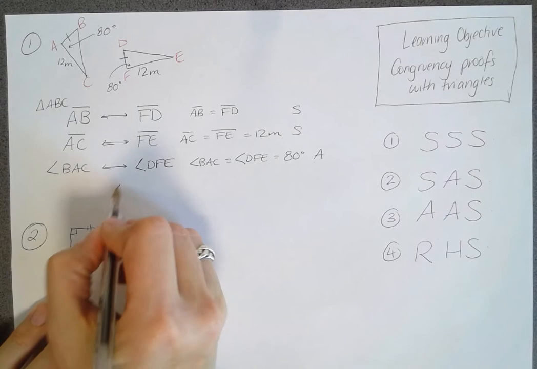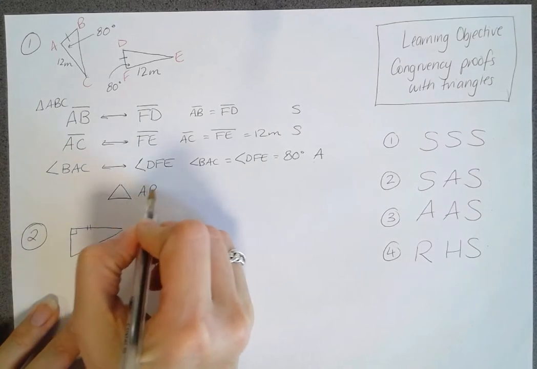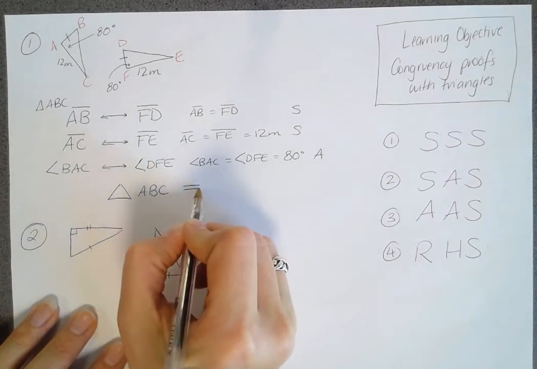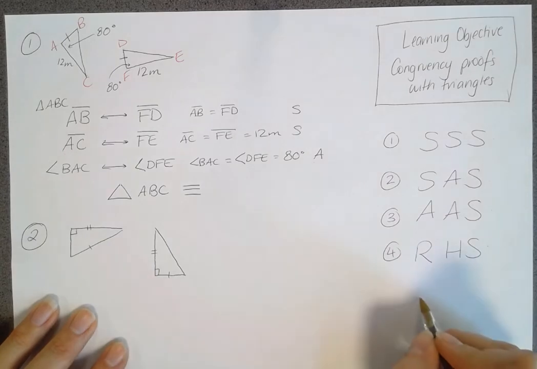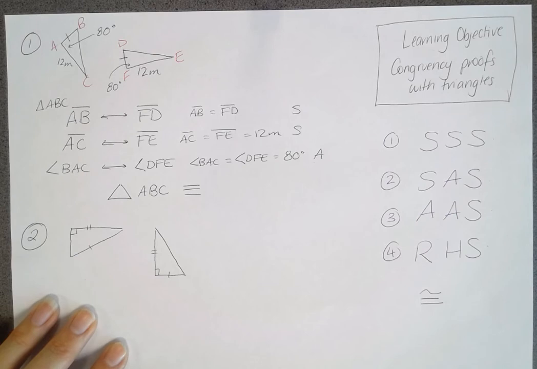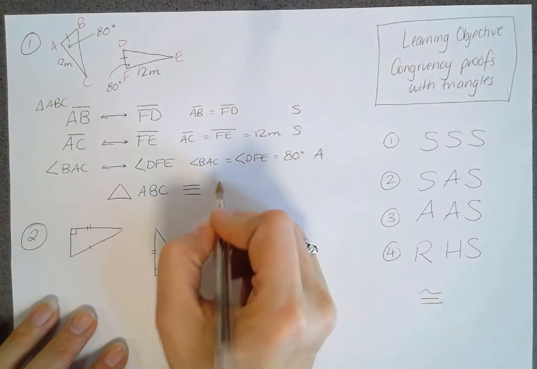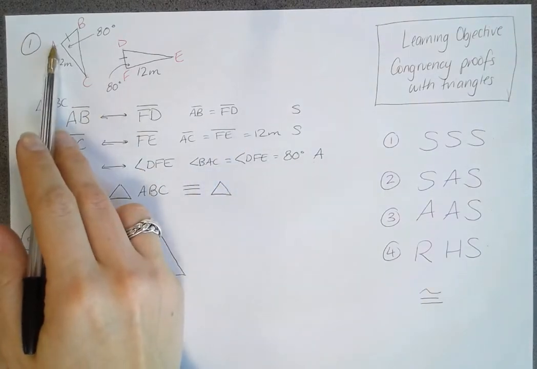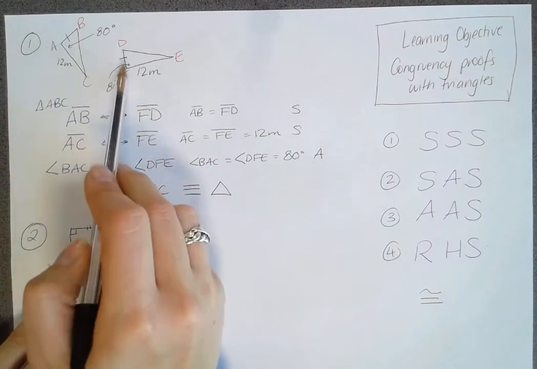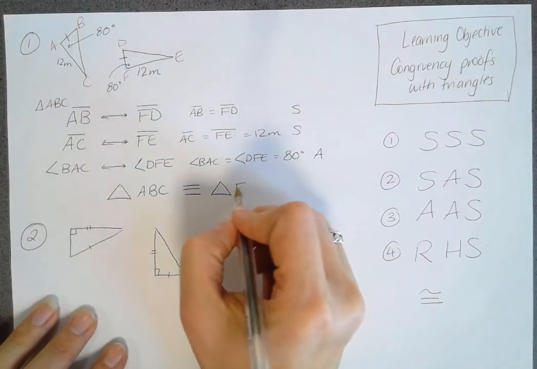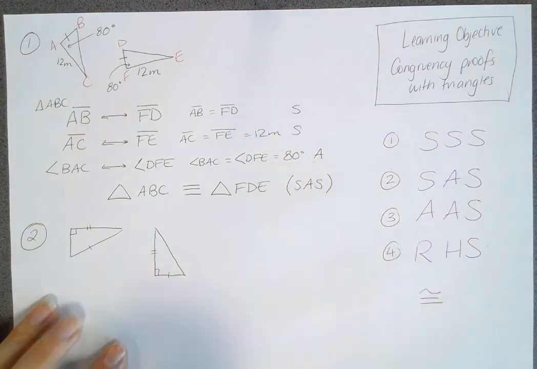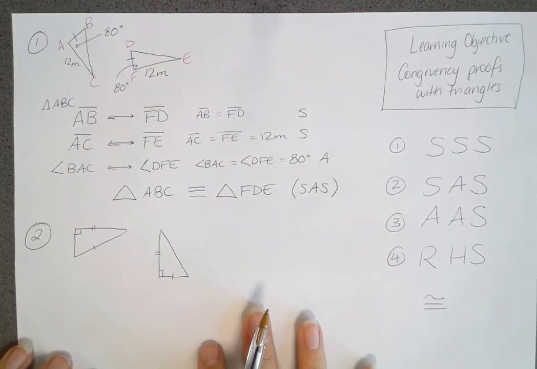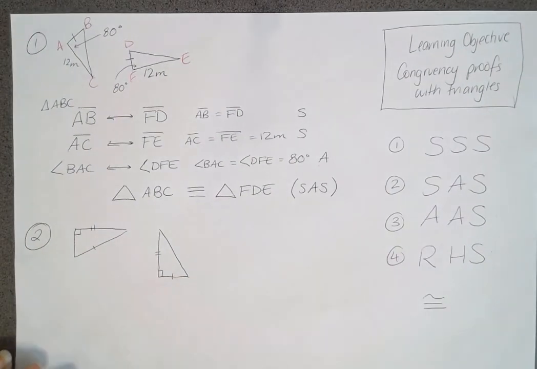This means we can say triangle ABC is congruent to, have a look at that symbol. You might also see it written as is congruent to with a squiggle on top, and that's perfectly okay. We're trying to say triangle ABC is the same as triangle FDE in this case, because of side, angle, side. That's the kind of working you should see every time you are doing a congruency proof.